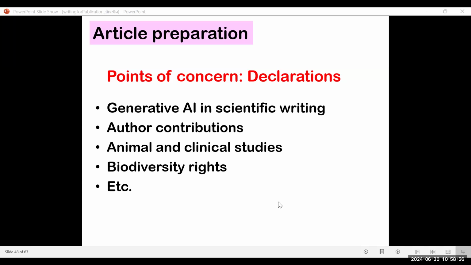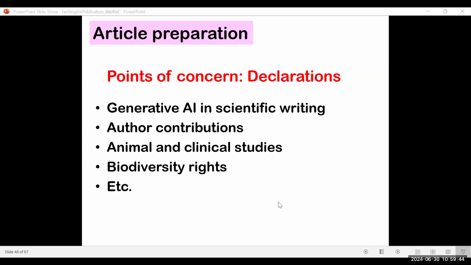Now, most journals ask you to make a declaration here. They want you to make a declaration to minimize conflict of interest that might happen in the future. Declarations in terms of author contributions: the authors listed in the journal need to clarify what actions, what responsibilities, and what roles each author has contributed to that manuscript.